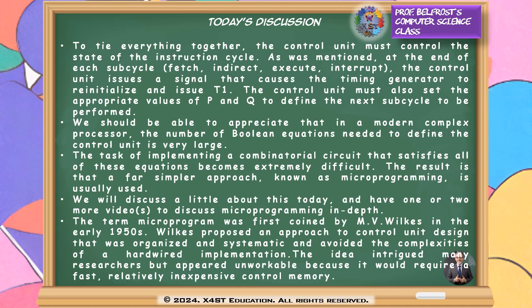The term microprogramming, or microprogram, was first coined by M.V. Wilkes in the early 1950s. Wilkes proposed an approach to control unit design that was organized and systematic and avoided the complexities of a hardware implementation. The idea intrigued many researchers but appeared unworkable because it would require a fast, relatively expensive control memory.